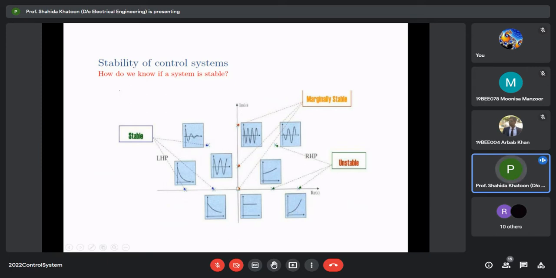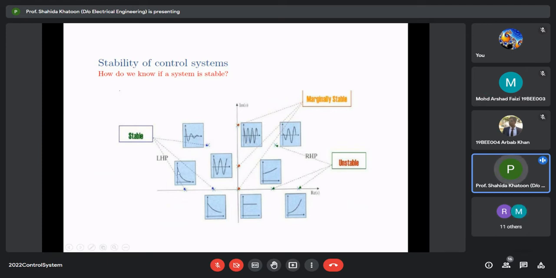Now, if we have poles on the imaginary axis, then the response is marginally stable, because it is like this. The response is not growing, but it is a sustained oscillation, with constant amplitude. Either it is a constant value or a constant amplitude, not increasing in time. So it is BIBO, bounded input, bounded output, but the response is either constant or oscillatory.